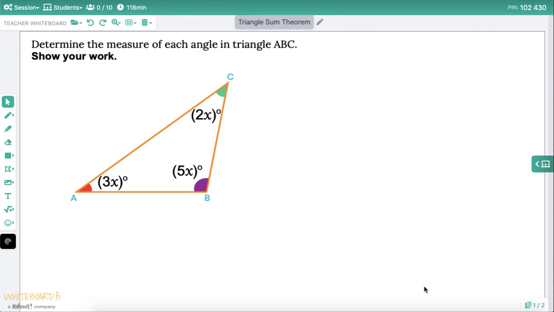Welcome to this lesson here on the Triangle Sum Theorem. And just as a brief recap, let us just write down what that means. So that means that angle 1 in any triangle plus angle 2 plus angle 3 has to give you 180 degrees.